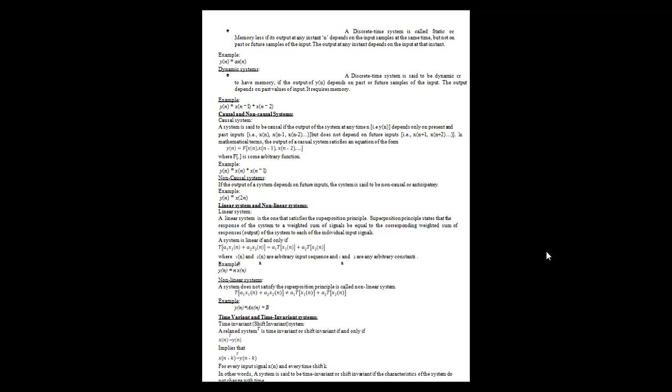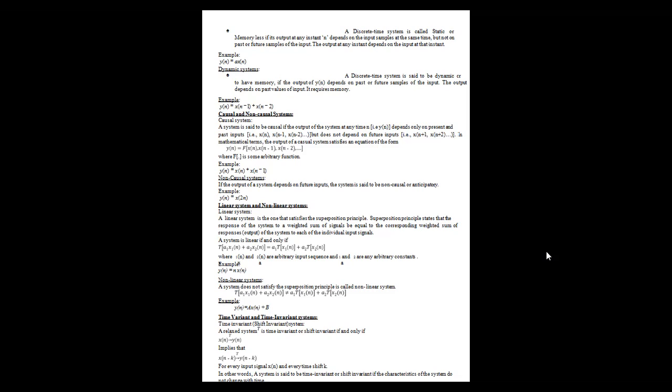If we define a system to be non-causal, obviously it depends on future inputs, and non-causal can otherwise be named an anticipatory system. Okay. So for example, y of n is equivalent to x of n plus x of n minus 1 indicates a causal system, whereas y of n is equivalent to x of 2n indicates a non-causal system. Okay. So static and dynamic was over. The next classification was causal and non-causal.